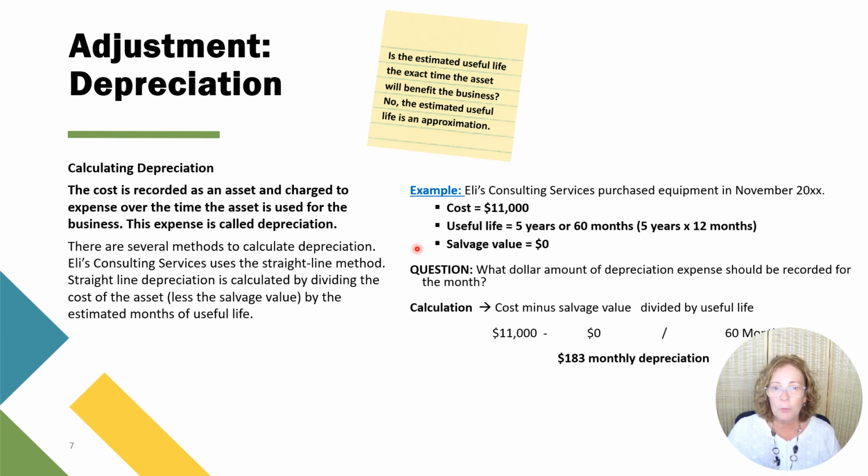So to record the depreciation for the month of December, we subtract the salvage value, which in this case is 0, from the cost of the asset, leaving us with $11,000. And then dividing that amount by 60 months, which is 5 years in months. The amount of the monthly depreciation is $183.